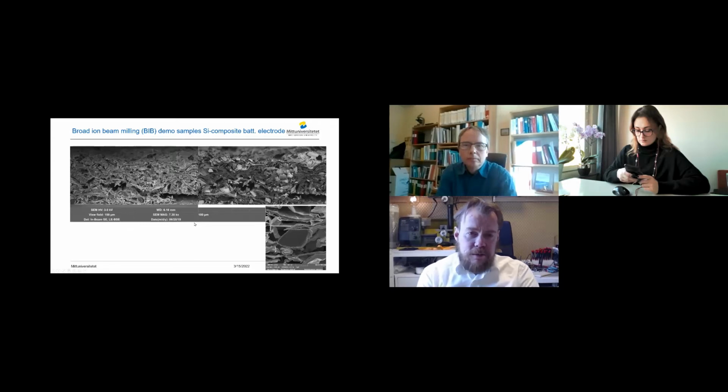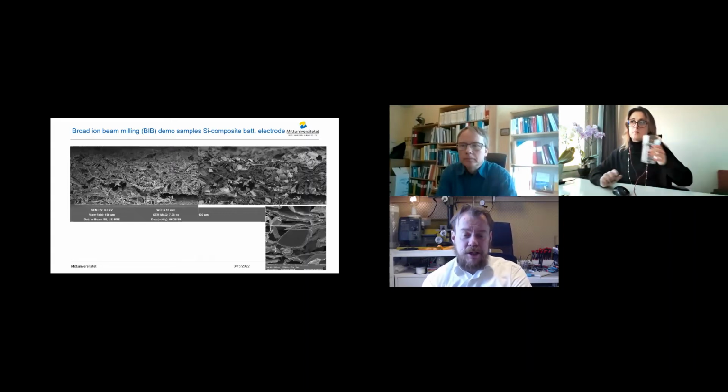The last example I want to show you here is, instead of a paper cross-sectional area, a completely different material. This is a graphite-graphene mixture electrode material that contains silicon particles, used for lithium-ion battery technology. Here we can see that, of course, this graphite electrode material is very porous, but that doesn't mean that the machine cannot handle it.